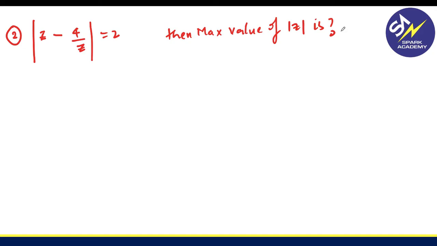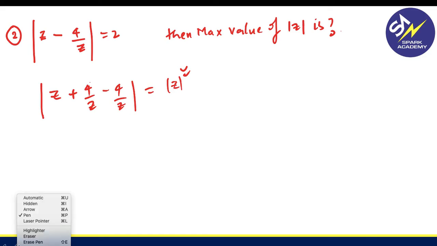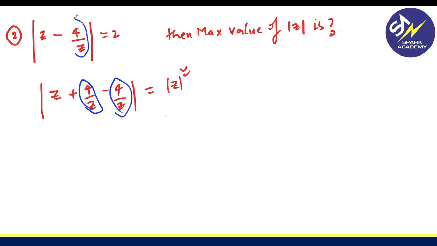Okay. So this part, can I write this as mod of z plus 4 by z minus 4 by z? That will give us z, right? You need mod z, right? So can I write it as plus 4 by z minus 4 by z? Again, why am I writing in terms of plus and minus? Because that is given in the question.